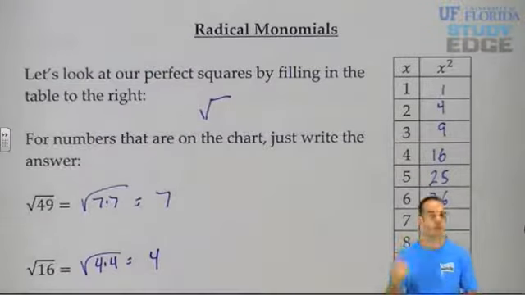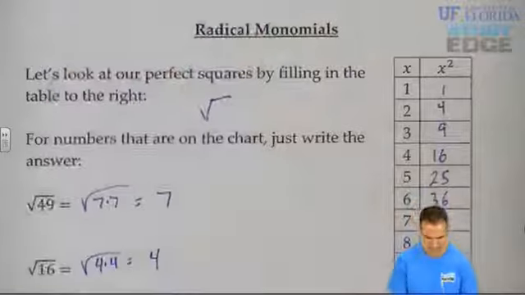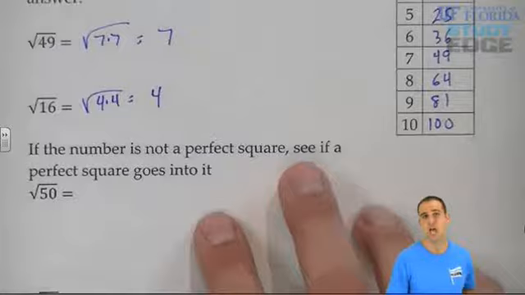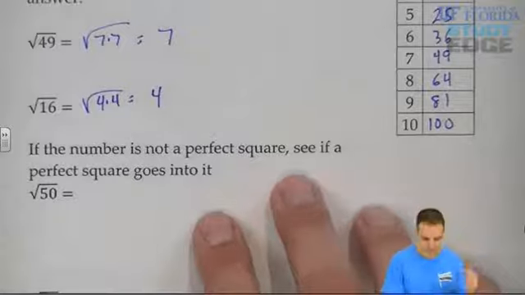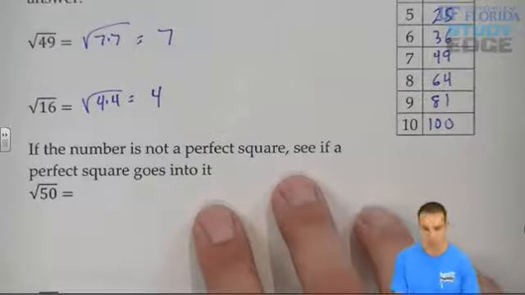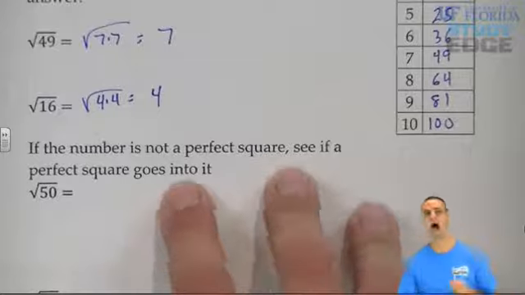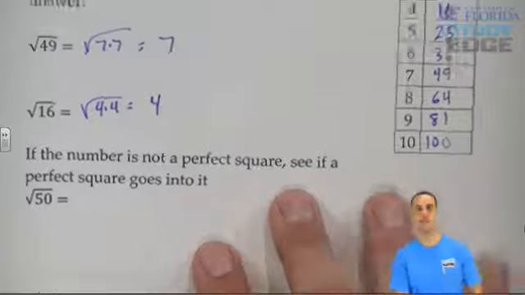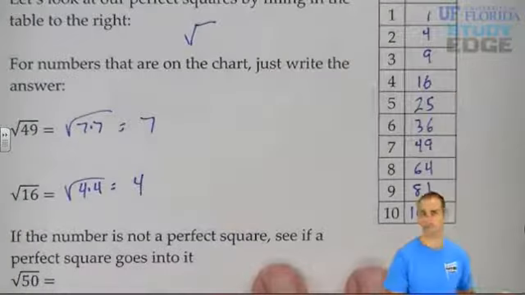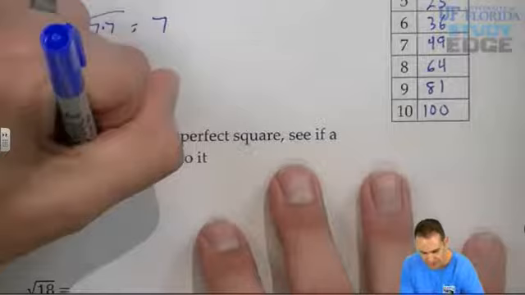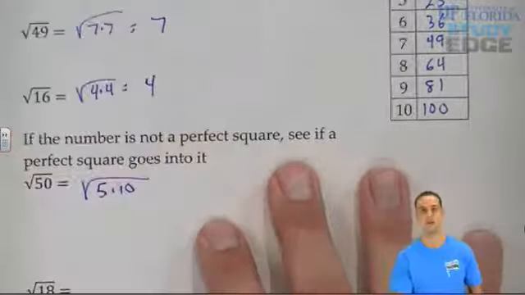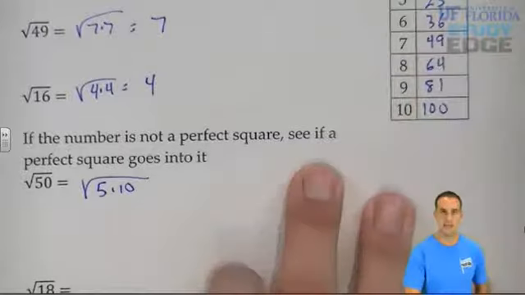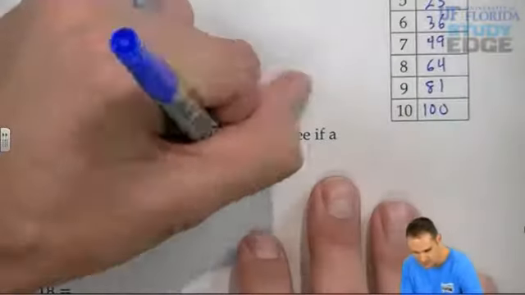But you and I both know it's not going to just stay with those. If the number is not perfect, not everything is perfect, see if there's a perfect square that goes into it. Meaning, square root of 50, when I say goes into it, I mean is a factor of it. How can I rewrite 50 so it's going to have one of these times a number? 50, you might think of, is 5 times 10. That's not on the chart. I don't see a 5 or a 10 on the square side. 10, though, is 5 times 2.